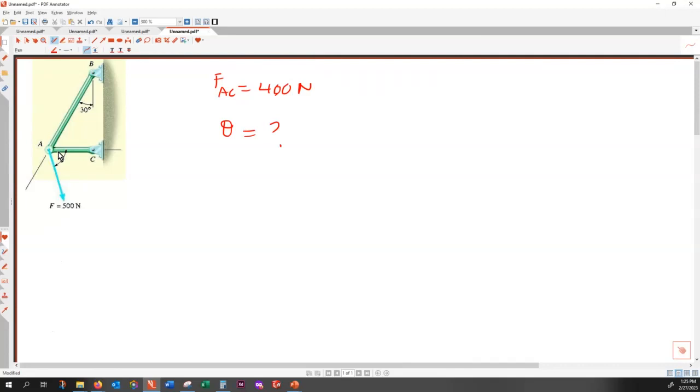All right, so I know that at point A, there are going to be three forces at equilibrium. So when I apply this force, this member would be in compression.